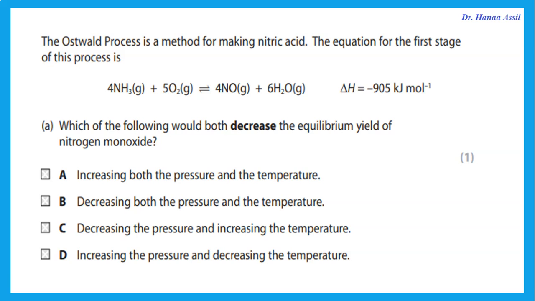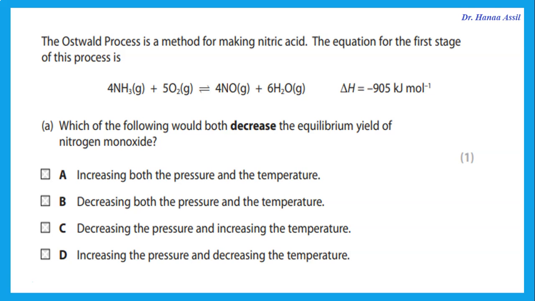Which of the following would decrease the yield of nitrogen monoxide? So NO, I want less NO. Less NO means I want it to go back. In order to go back, remember, looking at the equation, the delta H is negative. So if I want it to go back, then the backward is endothermic. So I should increase temperature. So I want increasing the temperature.